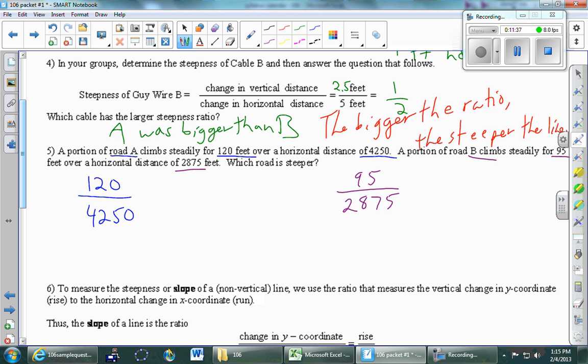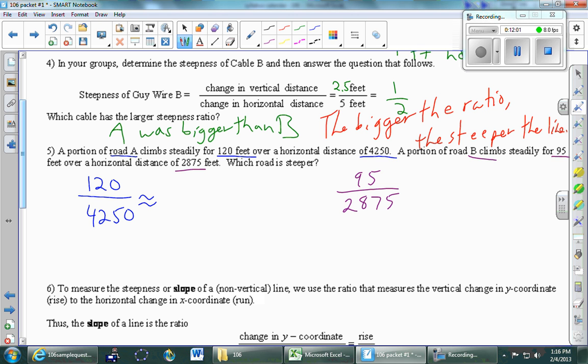And I have no way of knowing really which one of these is bigger until I go to the calculator. Like I can tell that road A climbs more, right? Road A goes 120 feet up, whereas road B only goes 95 feet up, but that's not enough information because road A travels horizontally more. And so it's really a matter of comparing these ratios. So let's type these two numbers into the calculator.